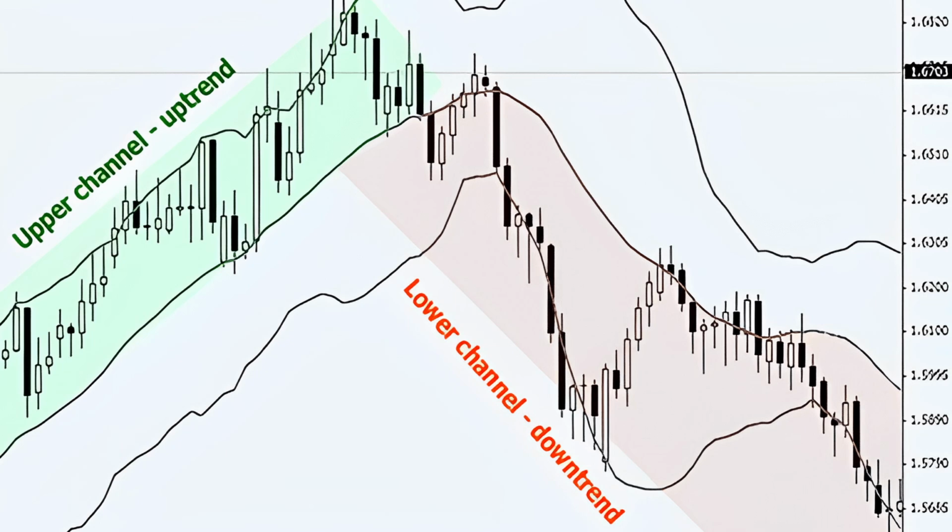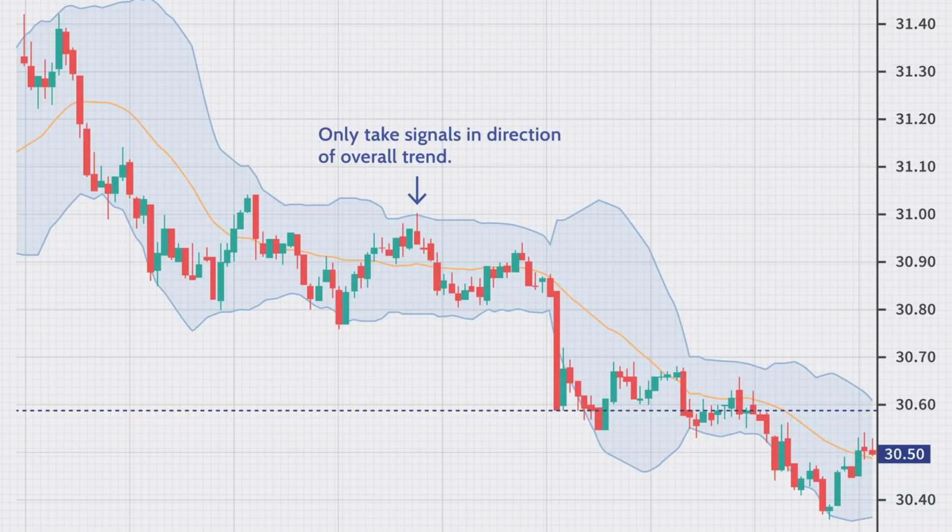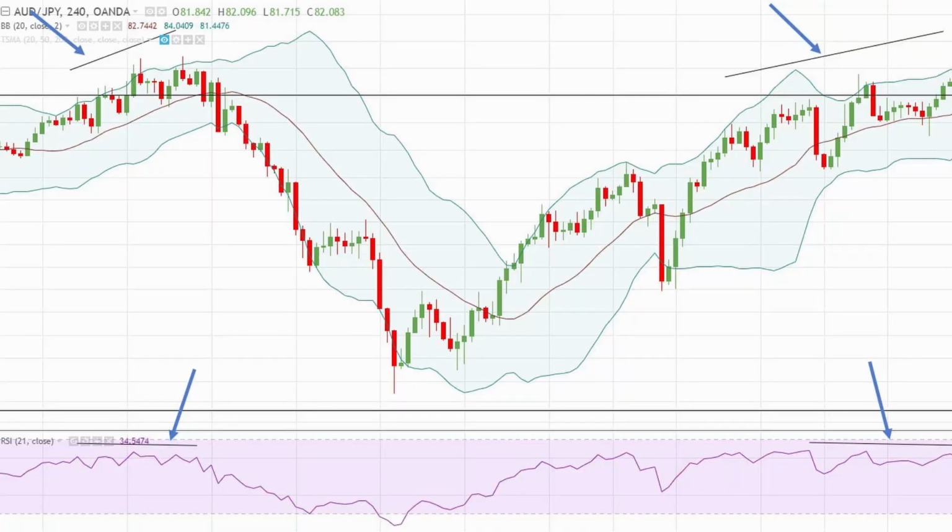A move outside the bands can indicate a potential trend reversal or continuation, depending on the context. Bollinger Bands can help identify patterns such as M-tops and W-bottoms, which can signal potential trend reversals. A breakout above or below the bands can signal the start of a new trend. However, it is essential to confirm the breakout with other indicators or analysis.